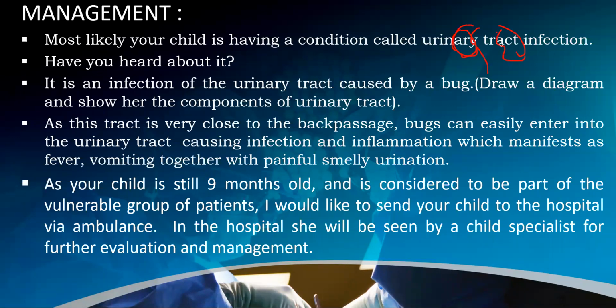And then from the kidney, two tube-like structures come out, and then it drains into the bladder, and then urine comes out of the body through the urethra. Now, because this urinary tract is very close to the back passage, sometimes bugs can easily enter into the urinary tract, causing infection and inflammation, and that manifests as fever, vomiting, and painful, smelly urination. Because it hurts or burns during passing urine, that's why your child is crying during passing urine.